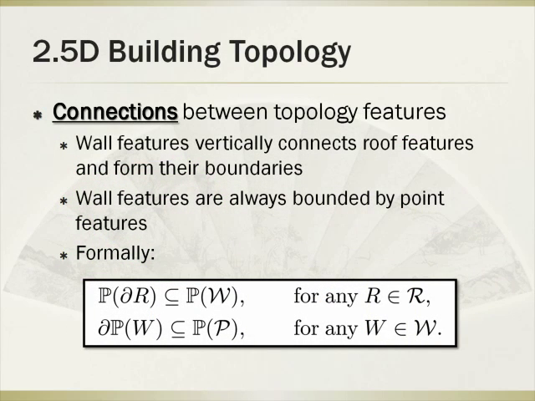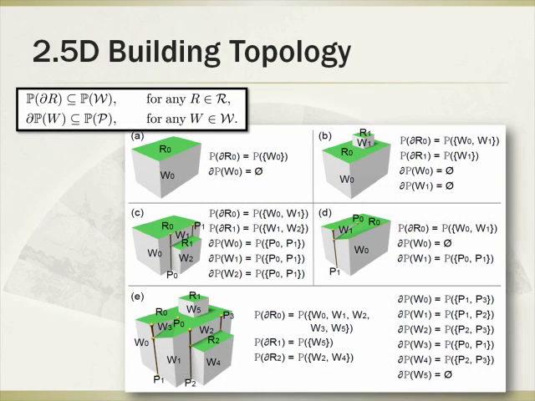The second part of the 2.5-dimensional building topology presents the connections between these topology features. Given a projection operator P, which projects a set of 2.5-dimensional objects onto the xy plane, and a boundary extraction operator partial, we can reveal the connections with two formulas shown here. Intuitively, this states that a high-dimensional topology feature is always bounded by a set of low-dimensional features. These two formulas can be verified using examples shown here, including standing alone building blocks, vertically attached blocks, horizontally attached blocks, stair shapes, and the combinations of these patterns.